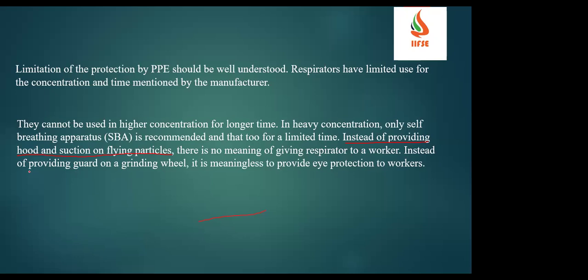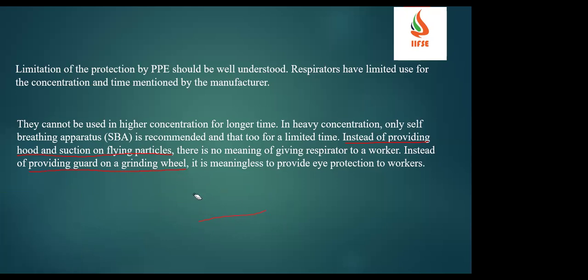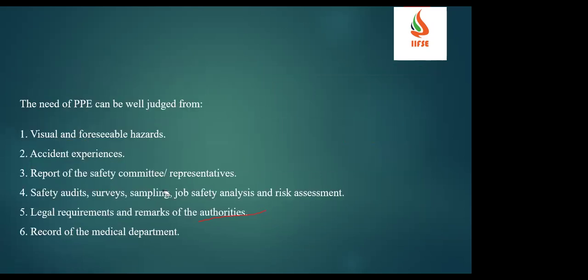So if there is an angle grinding machine and the wheel itself is not protected with any guard, and you are simply giving eye protection to the worker, it is not going to make any sense. So first of all, we have to minimize the hazards. Then, for the residual hazard, we can give the PPE. Now we'll see how you can assess the need of PPE.